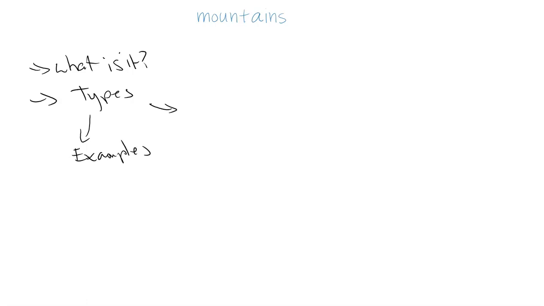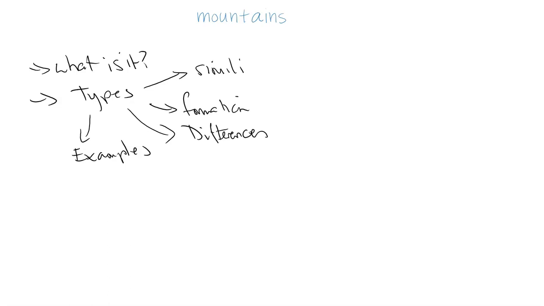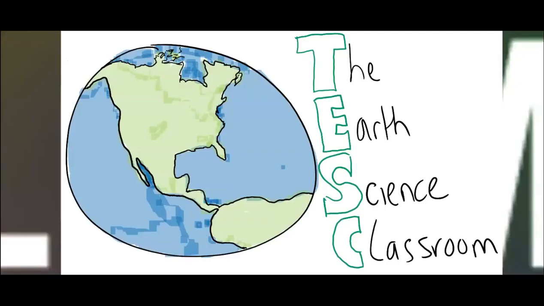So we're looking at what a mountain is. What defines it? Looking at the different types and then explaining the examples, their formation, their differences, obviously, between the different types, and obviously then we're going to look at some similarities. What's similar about them?